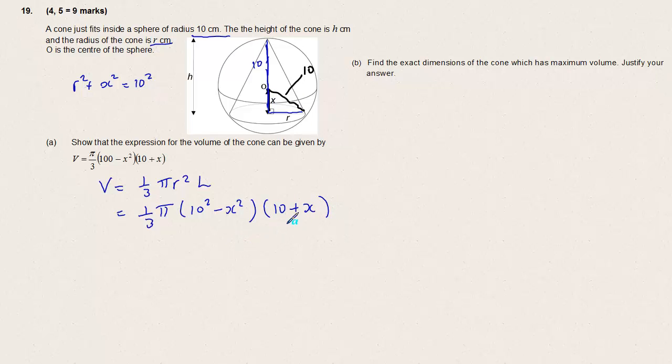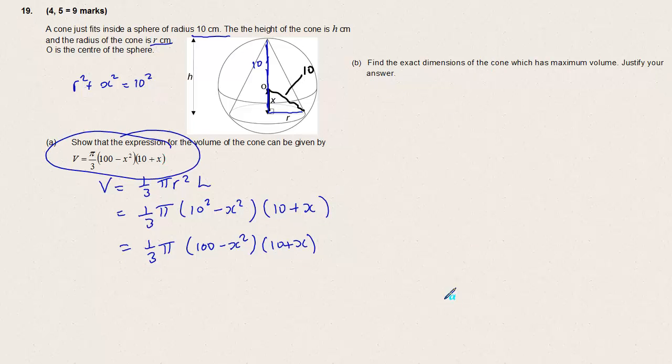Now you clearly need to be showing where these are coming from by reference to the diagram. Once we've got that, we've got 1/3 pi (100 minus x squared)(10 plus x). Now even if you didn't get this, you can do the second part because we're actually given the formula. We want to find the exact dimensions of the cone which has a maximum volume, and we need to justify that answer.